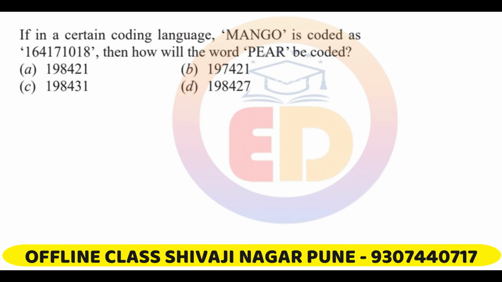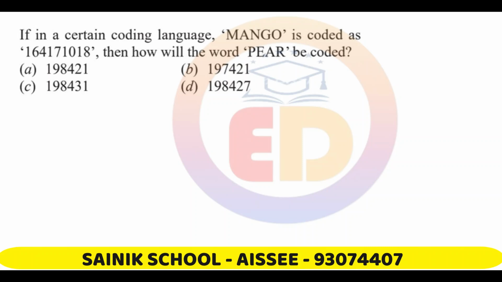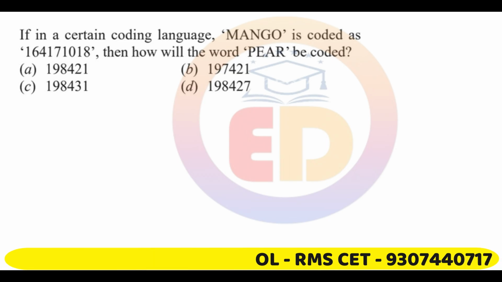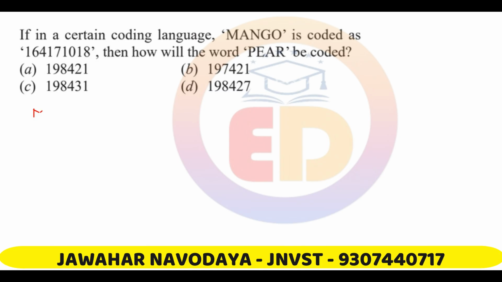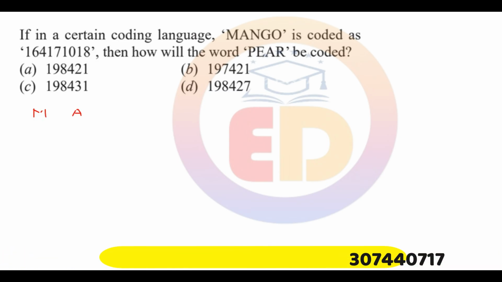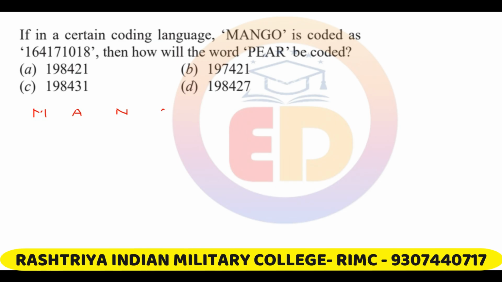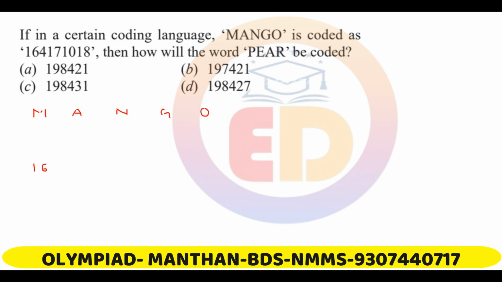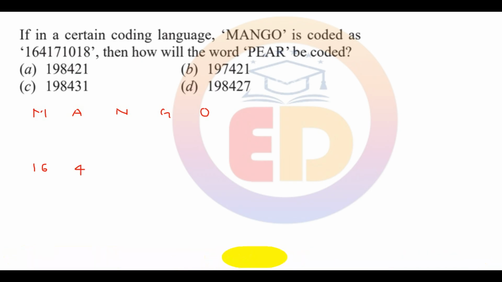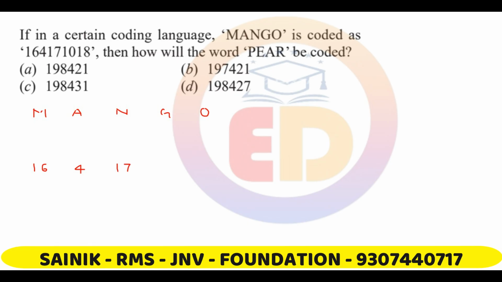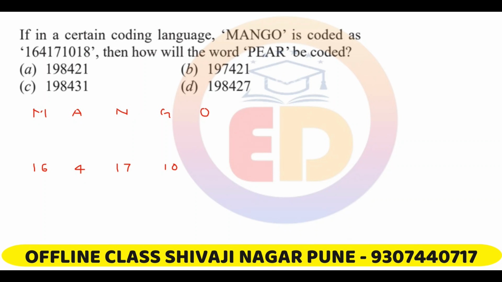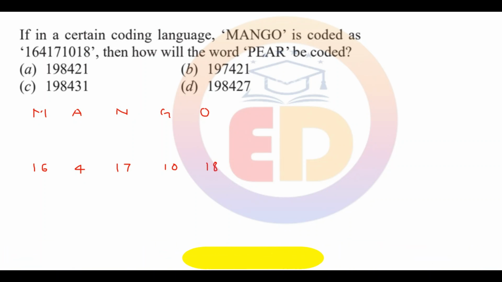Moving on to the next question, again a similar pattern where the letters have been replaced by numbers. Mango. The code for mango is 16, 4, 17, 10 and 18. Now let us identify this code.